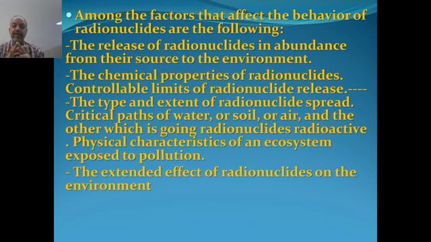The second is the chemical properties of radionuclides, which control the limits of radionuclide release. The third is the types and extents of radionuclide spread, the critical paths of the water. We must control the pathway of this radioactive material when water, soil or air is contaminated, which is the factor in the spreading of radioactive materials.